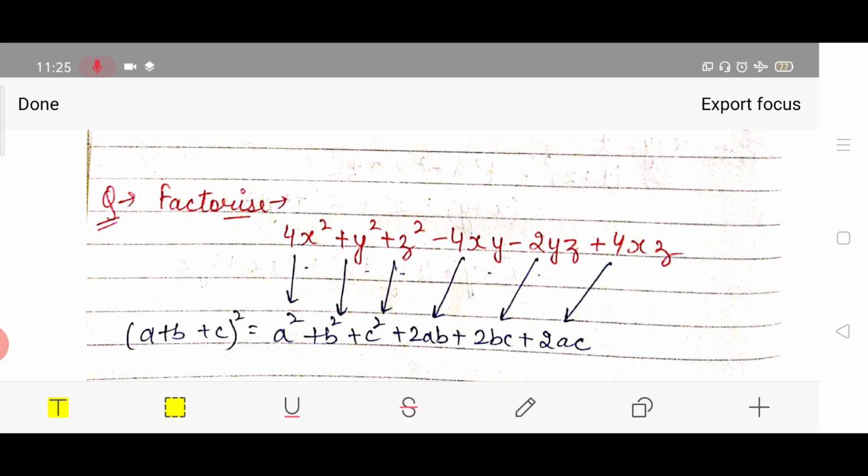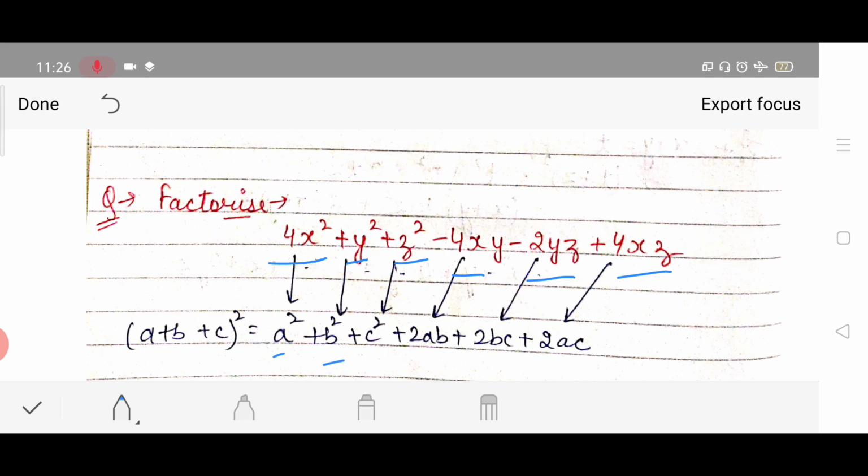You have to factorize this polynomial. So what will you do? As you can see from here that we are having 3 squared terms and 3 terms with 2 variables. So this is the identity, like we are having an identity (a + b + c)² = a² + b² + c².